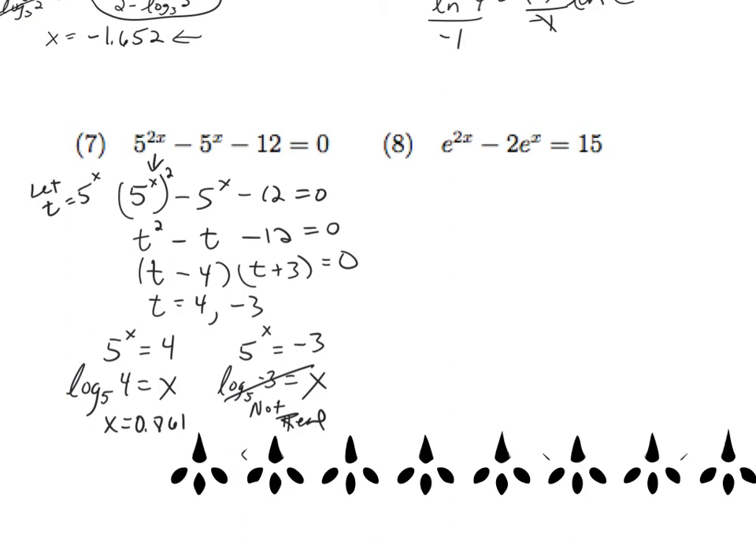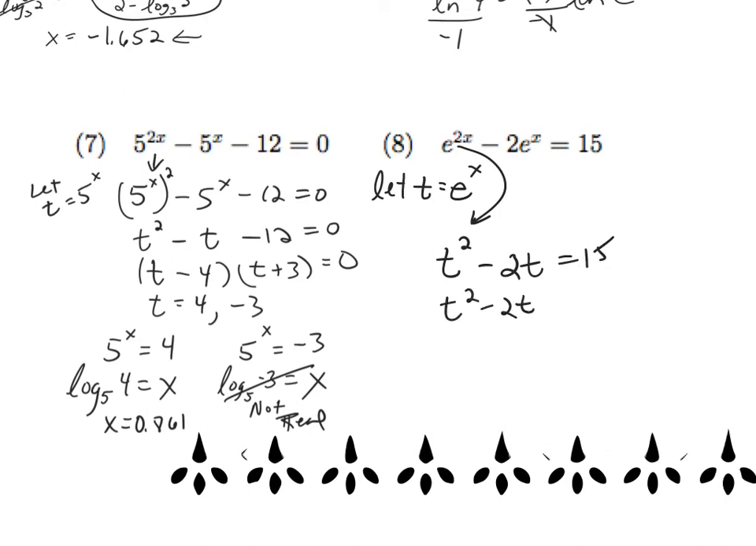Pretty crazy. I would be remiss if I didn't just do the same thing twice so that you could practice it. Again, why don't we let t equal e raised to the power of x, so that we have substitution here. We can write this as t squared minus 2t equals 15, which I would rewrite with the whole thing equal to 0 so that I can factor it. (t minus 5)(t plus 3).